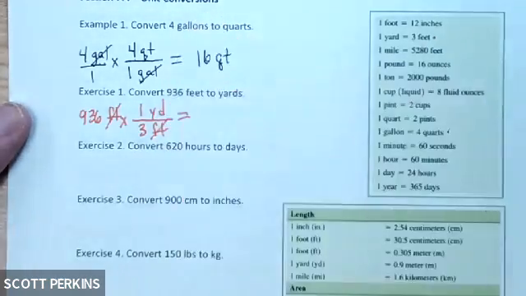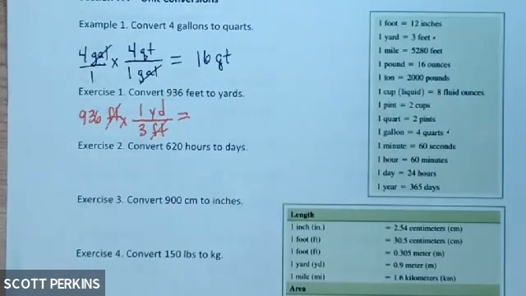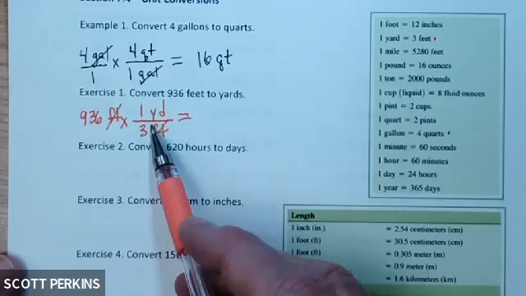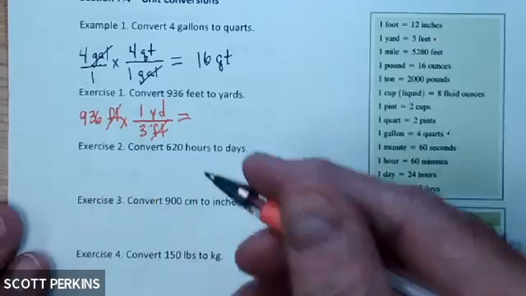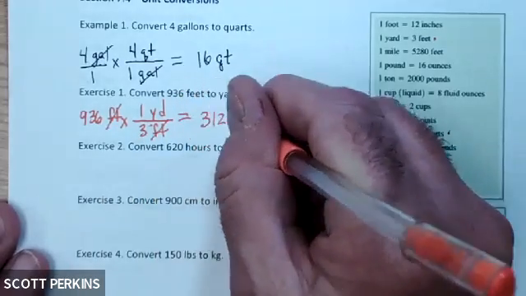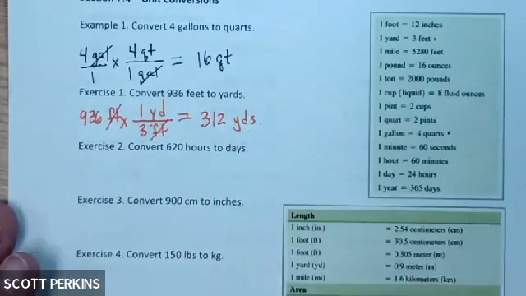Now this time, what does the problem tell me? Am I going to multiply these numbers or divide these numbers? Yeah, this is in the bottom of a fraction. All a fraction bar means is division. So that means I have 936 divided by 3, so that's going to be 312 yards.